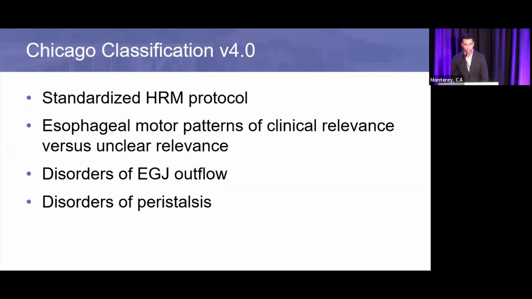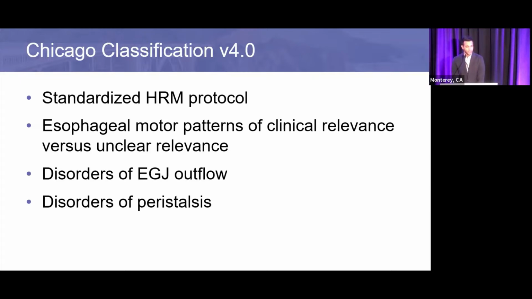So I think the major update that's happened more recently is an update to the Chicago classification. So I'm going to spend the majority of my time talking about that, as well as using that as a framework for a few additional studies that have come out more recently. So the newest iteration came out last year, version 4.0.